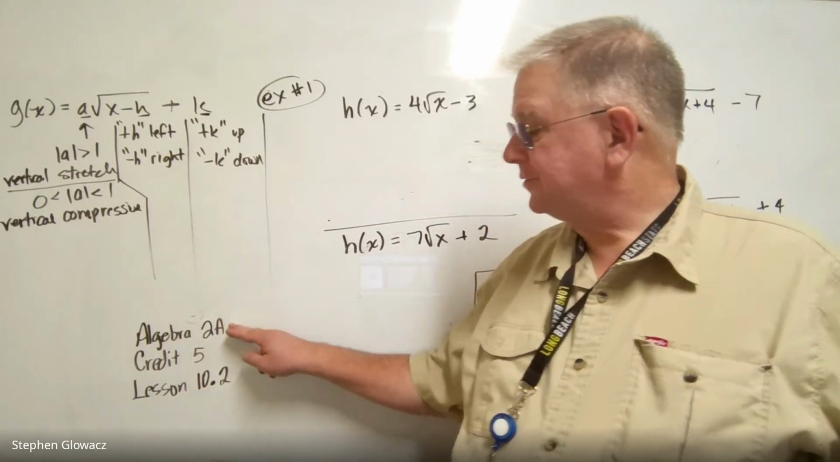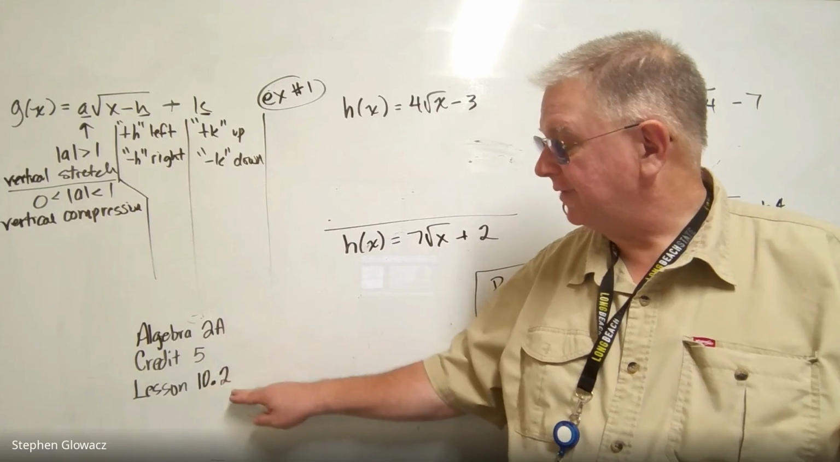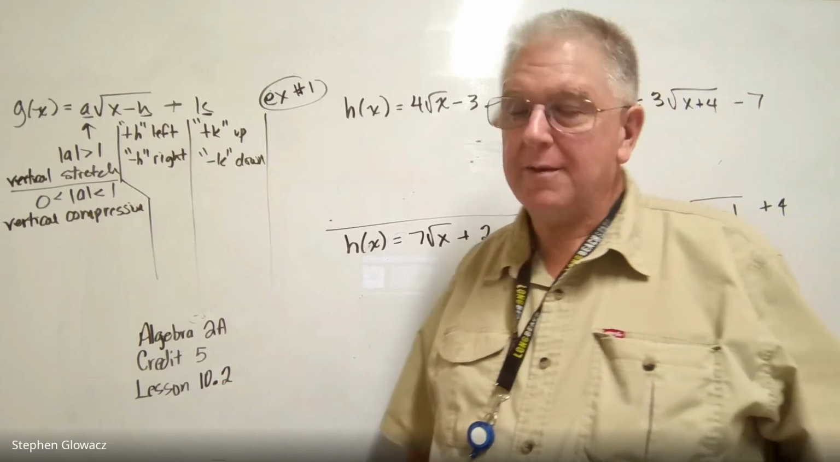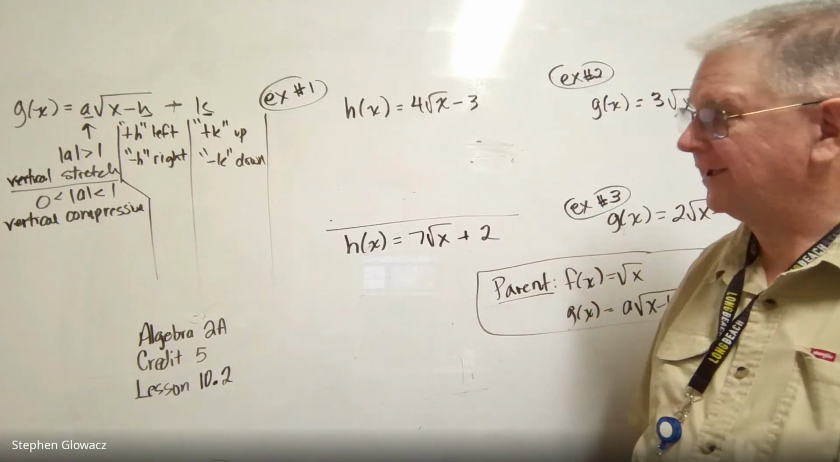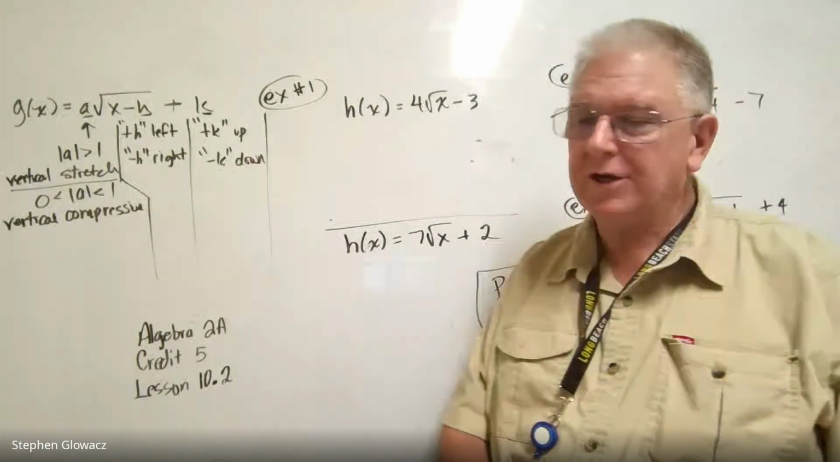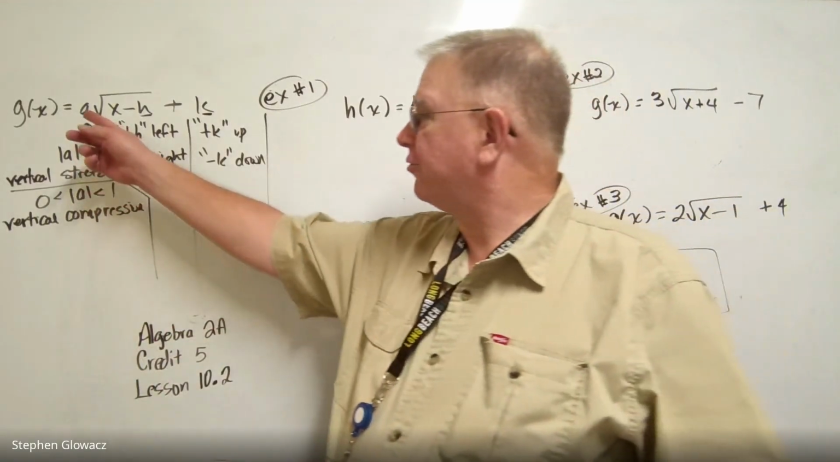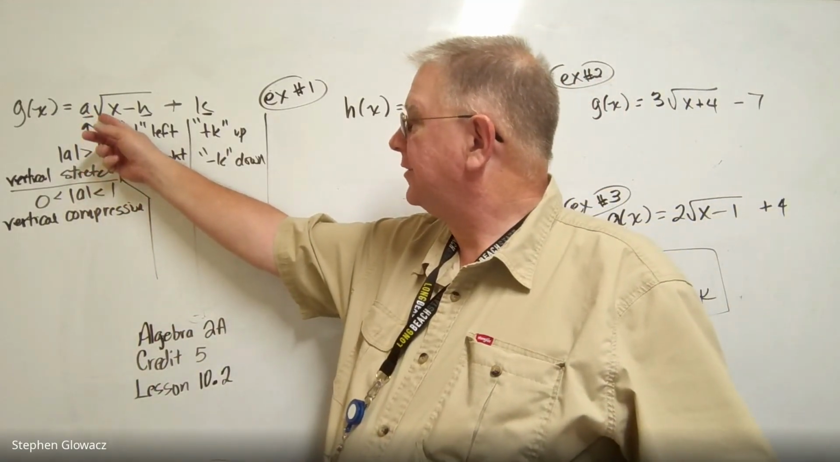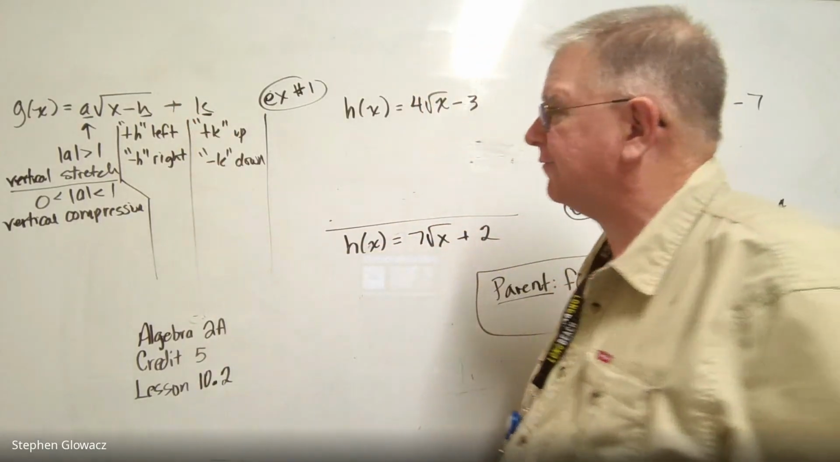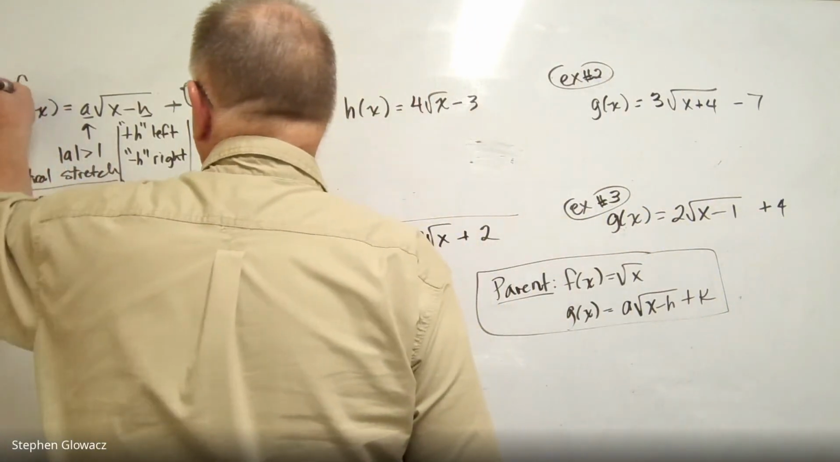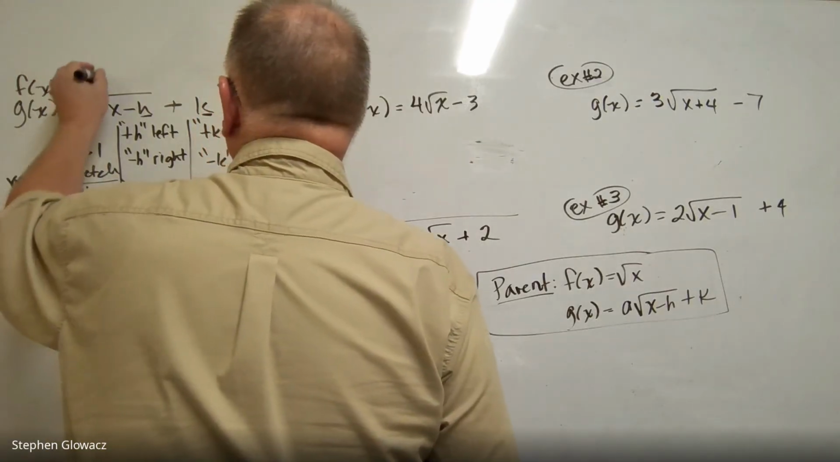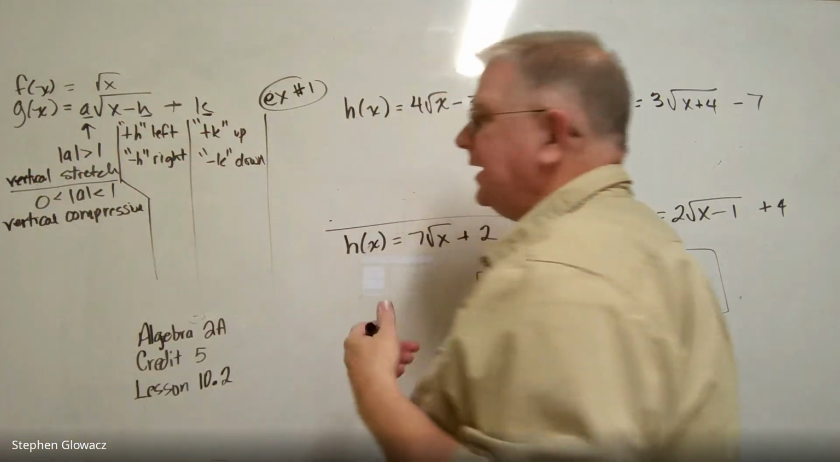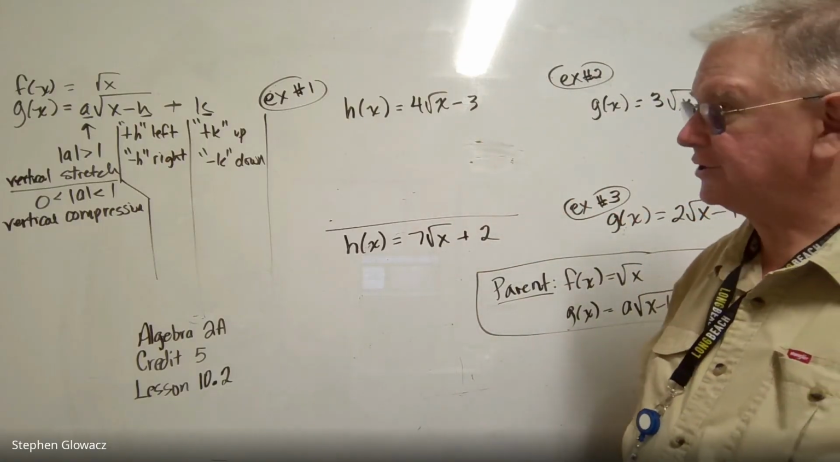These are the examples for Algebra 2A, Credit 5, Lesson 10.2. In Lesson 10.2, we're going to be taking a look at transformations on the square root function. This is the general form of our transformed square root function. Remember, this is based off the parent function, square root of x. Parent function meaning that there are no transformations on it.